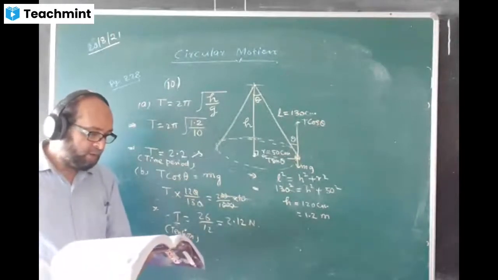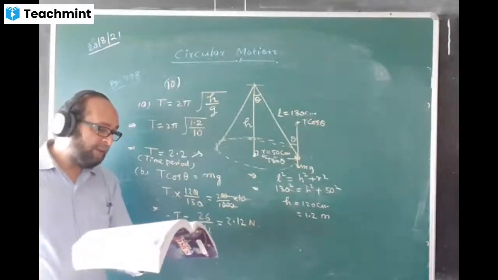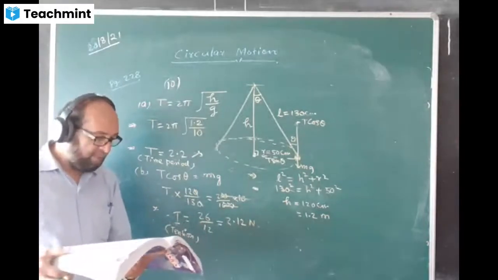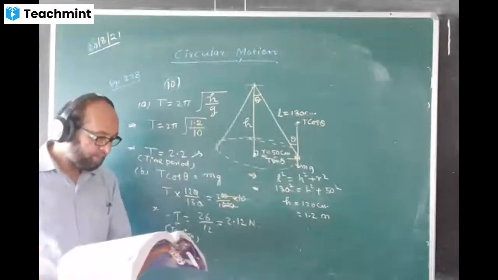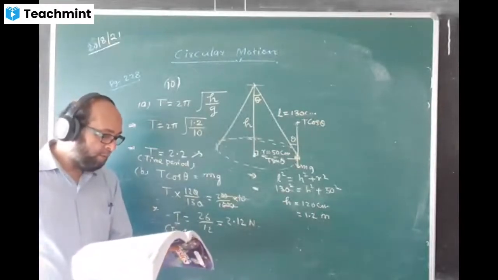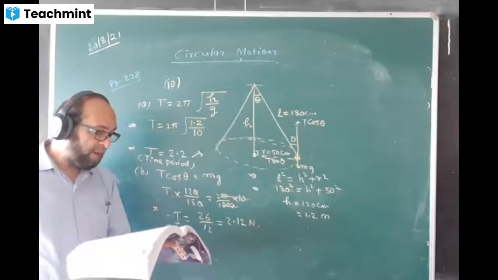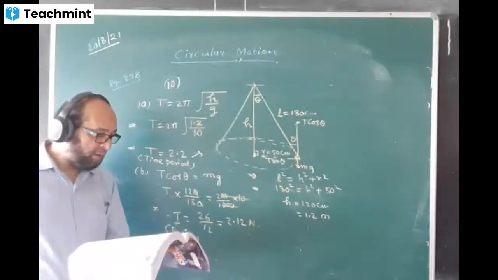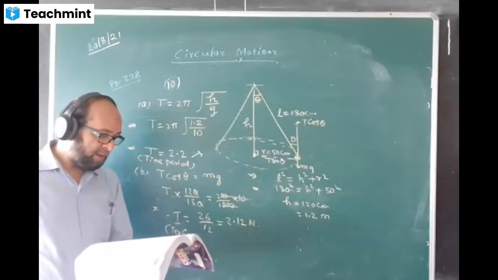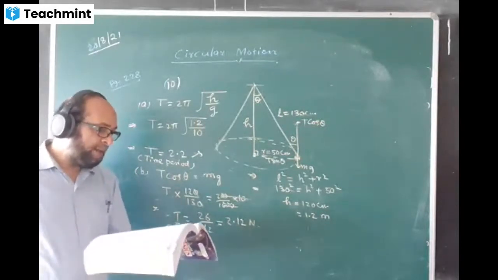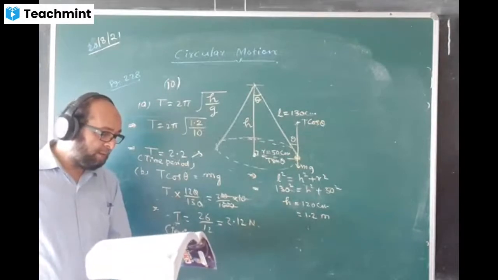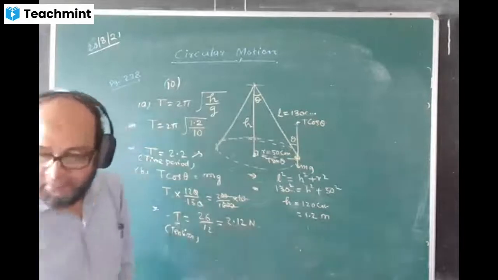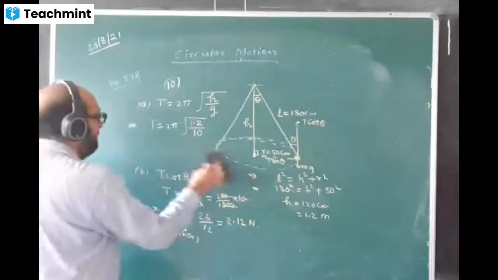Yes, sir. Yes, boys. Now number 11. Check number 11. Question number 11 says, a pendulum bob, a body of mass 0.5 kg is whirled round in a vertical circle of 1.2 meter radius. That will be the radius. If the speed at the lowest point is 8 meters per second, compute the maximum and minimum tension in the string.